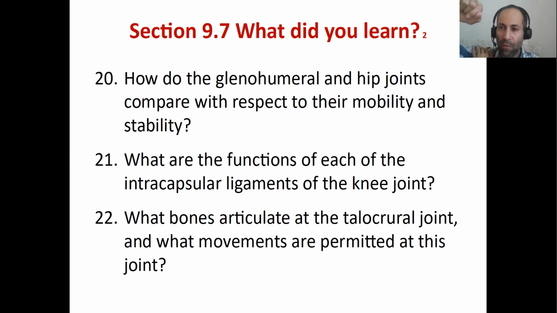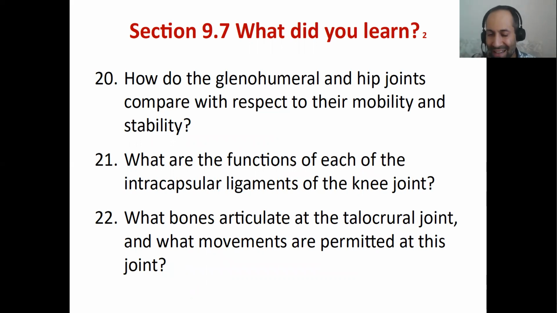The hip joint, which is your femur acetabulo-femoral joint, is much more strong, but not as mobile. Functions of each of the intracapsular ligaments of the knee joint. All right, so protect the joint basically. Anterior cruciate ligament, we talked about that one.